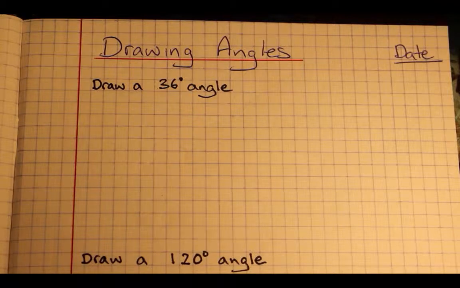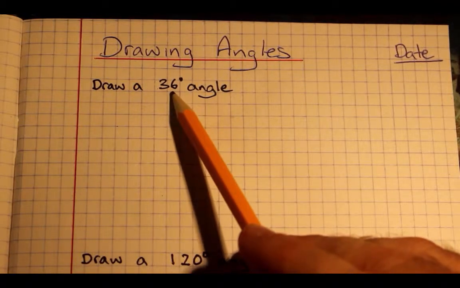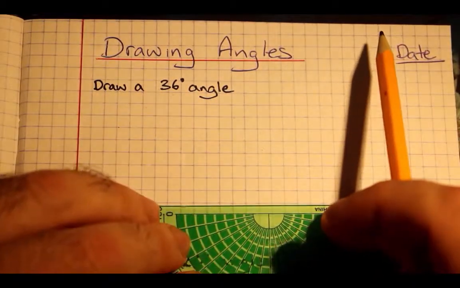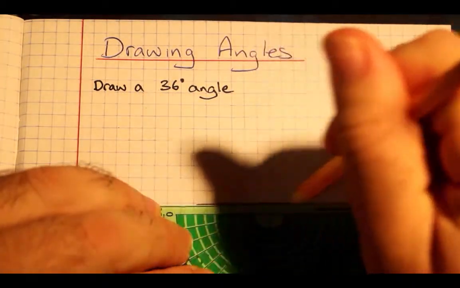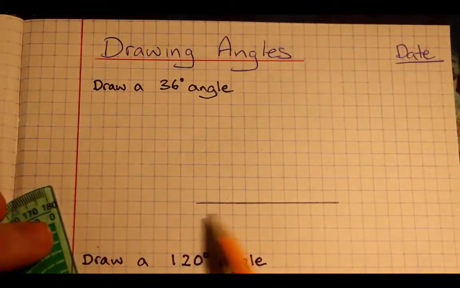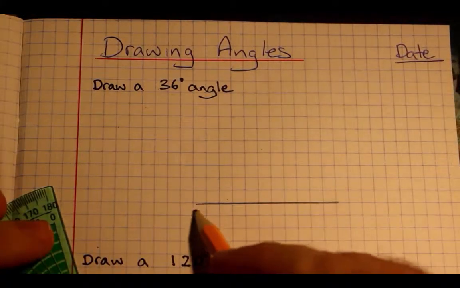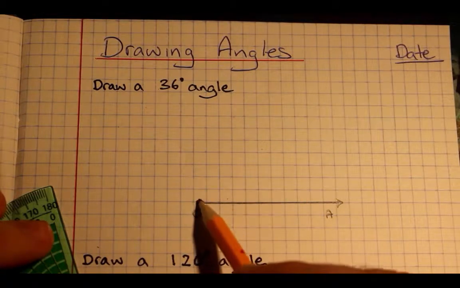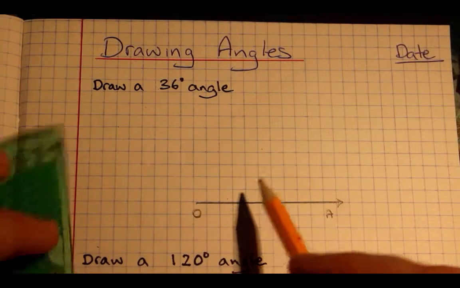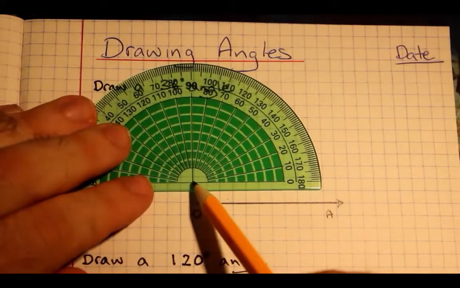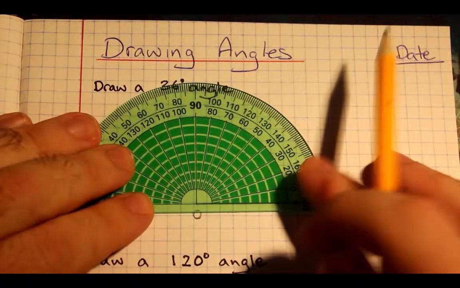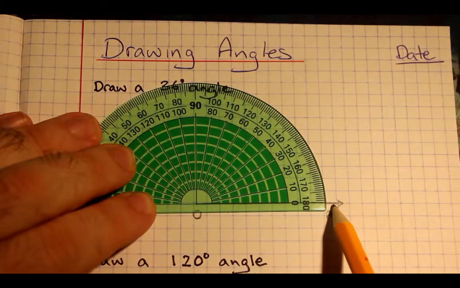Now here's my first example in drawing angles, and I'm being asked to draw an angle of size 36 degrees. Before you can start drawing any angle you need to have some baseline to draw from. So I'm just going to draw a straight line along here, and I can call this whatever I want. I might call it OA. And I'm going to draw my 36 degree angle from this O. In order to do that, I'm going to put the center of my protractor along the O and make sure that the black line goes all the way out to the A.